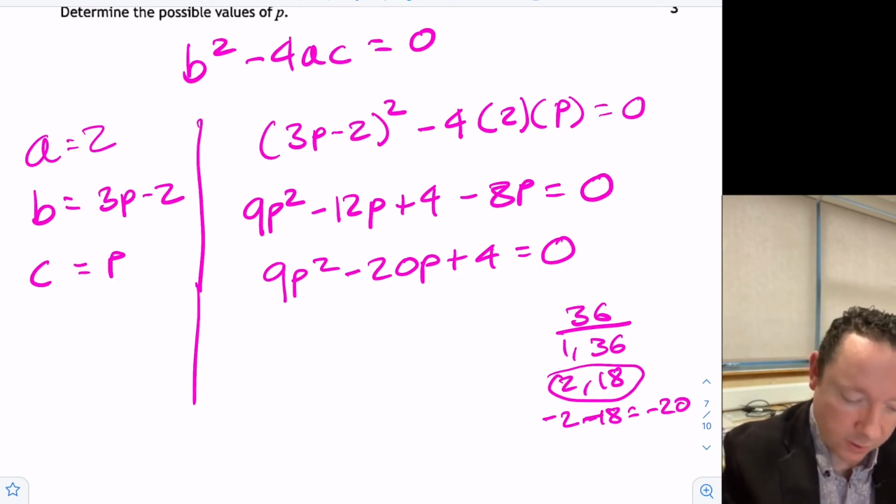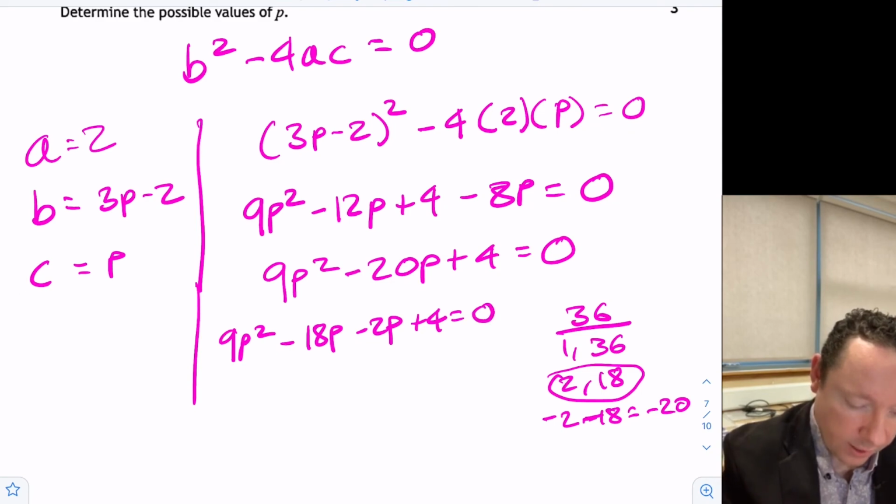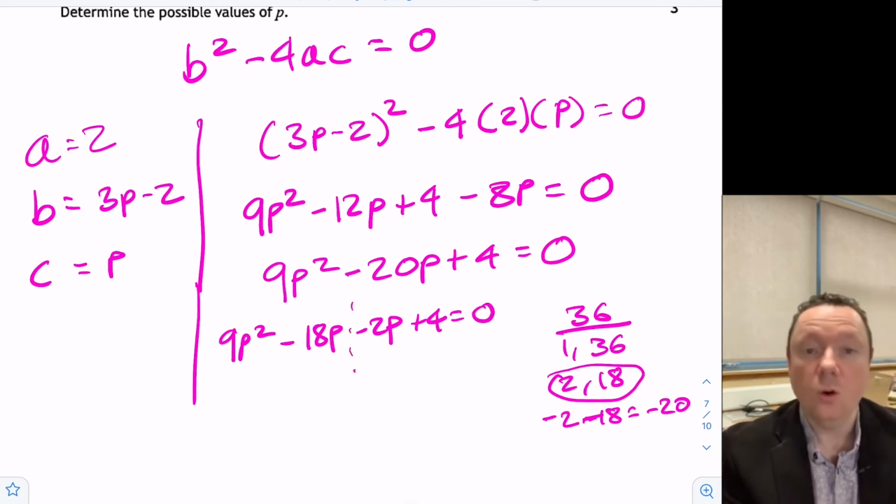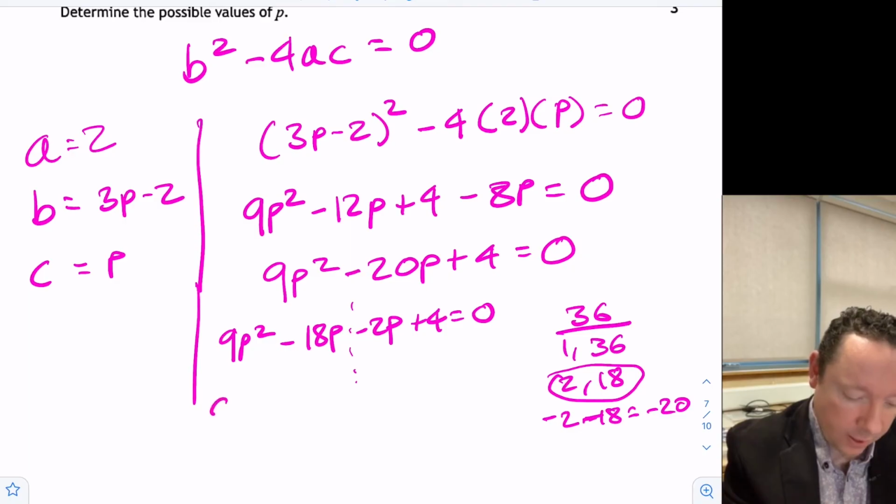So I can split this middle term up into 9p squared minus 18p minus 2p plus 4 equals 0. So then to factorise it, I'll just factorise like this dotted line. So taking 9p out as a common factor, I'll get p minus 2.